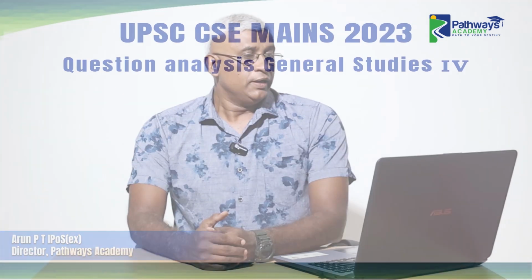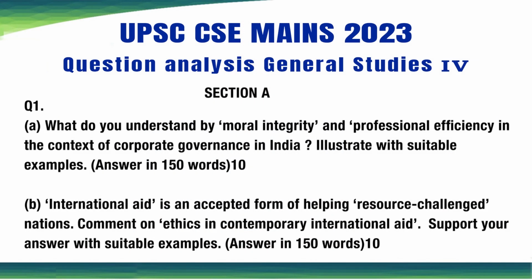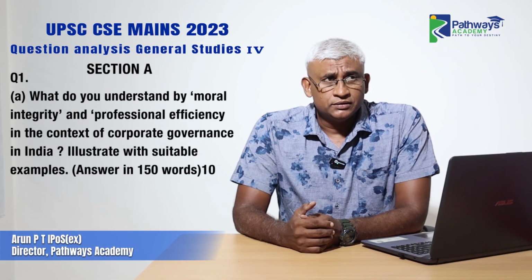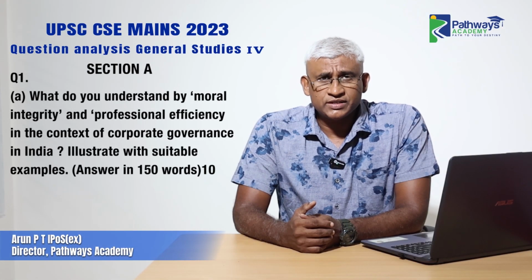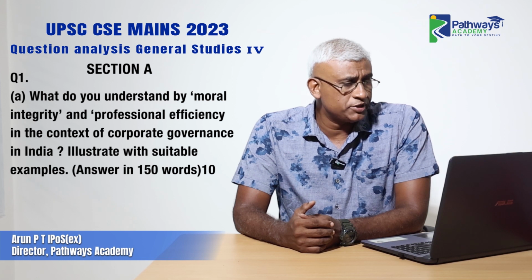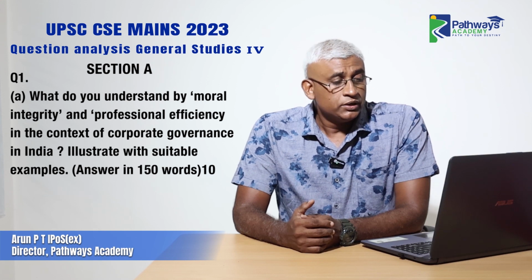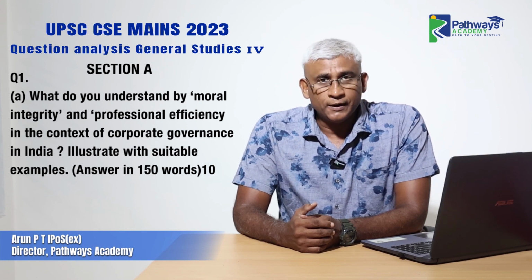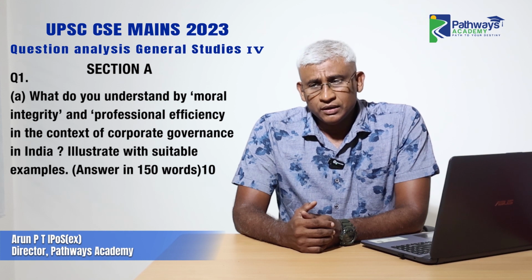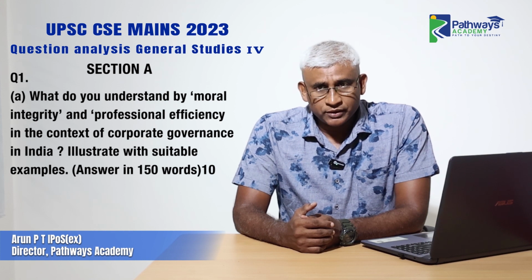Here we go. In Section A, the first question talks about how moral integrity and professional efficiency are important in the context of corporate governance. So always we have had one or two questions on corporate governance every year. So this year is not an exception. As usual, UPSC always asks us to come up with examples. So you need to just define these concepts and how it's important in the context of the corporate world.